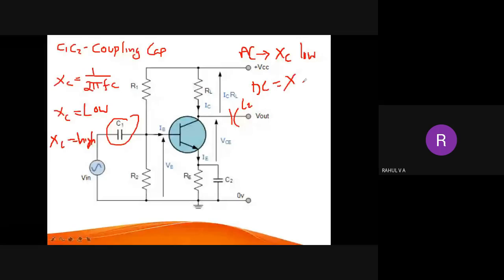So a capacitor will allow AC and block DC. Is it clear for you? A capacitor will allow AC because when you are applying AC, the resistance will be very low. But if you apply DC, the reactance will be very high. So it won't allow DC to pass through the capacitor, but it will allow AC to pass. Is it clear?